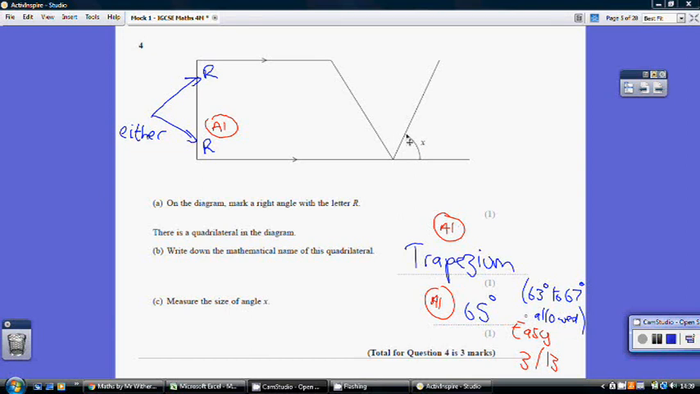Then part C, measure the size of the angle X. So using your protractor, you have to measure this angle here, and you should get 65 degrees. The mark scheme allowed anything between 63 and 67.